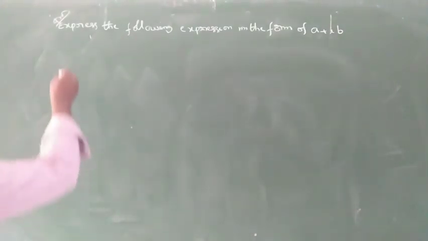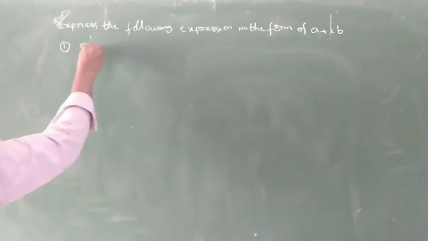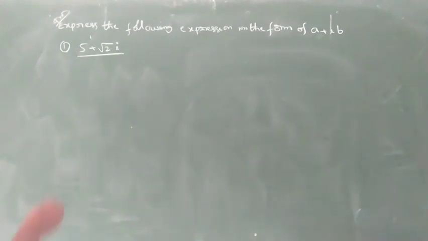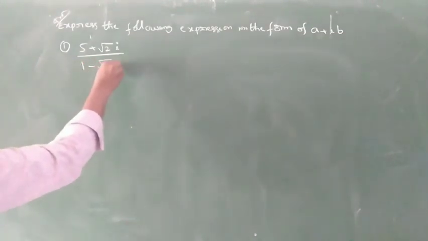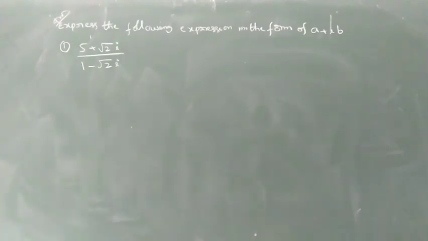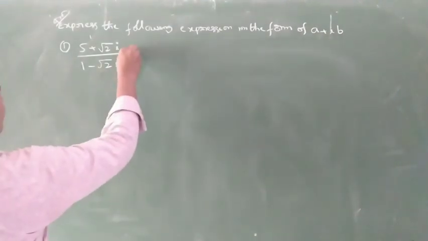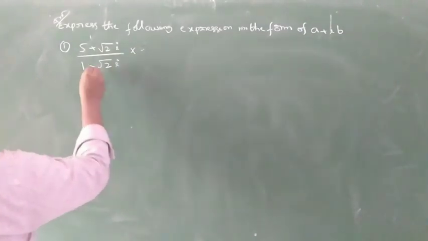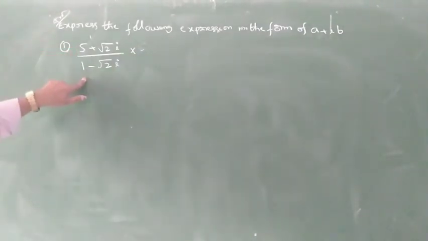Next. 5 plus root 2i by 1 minus root 2i. So in the denominator, i values and root values must be removed from the denominator. How to remove? Rationalization. What is the rationalization? Into 5, this is numerator, denominator.